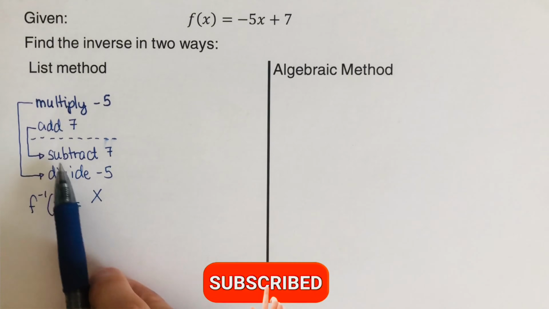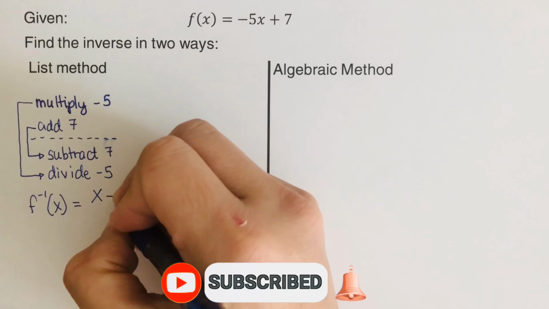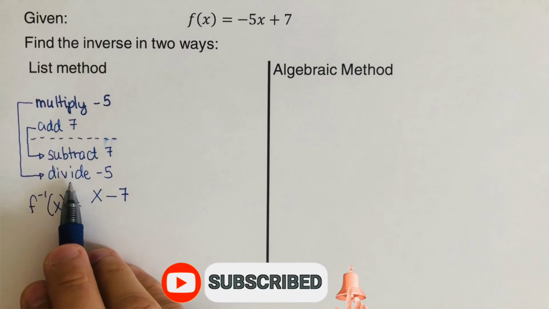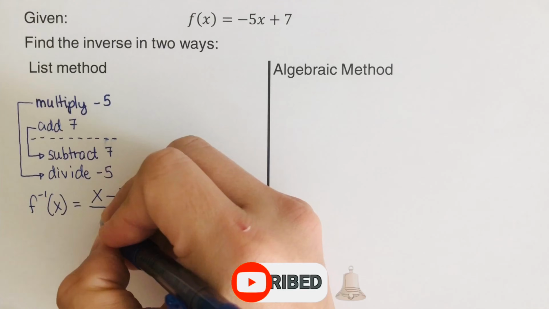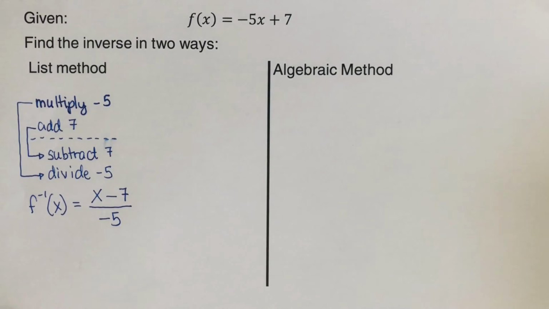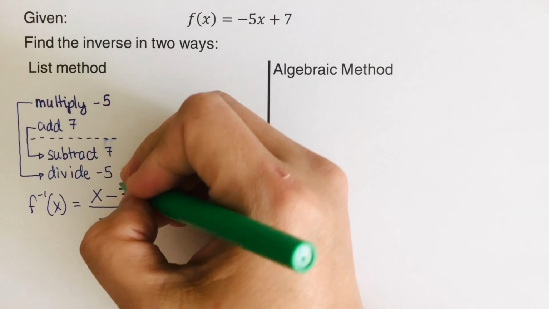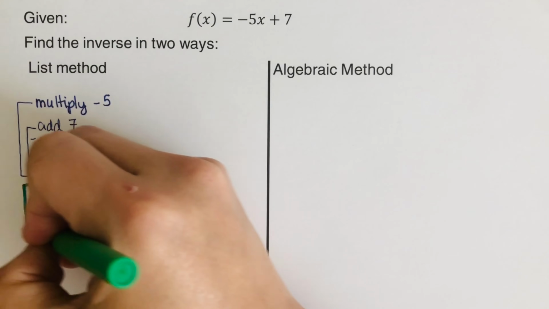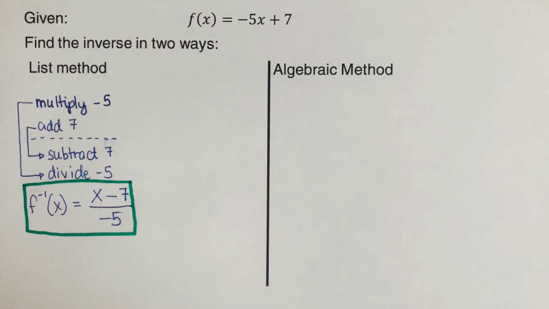So I have the x, I am going to subtract 7 to the x. And then I am going to divide by -5. And so this is the inverse of that function over there. So this is our inverse.